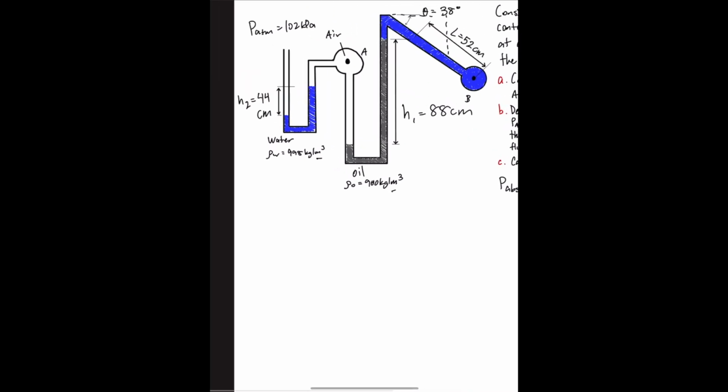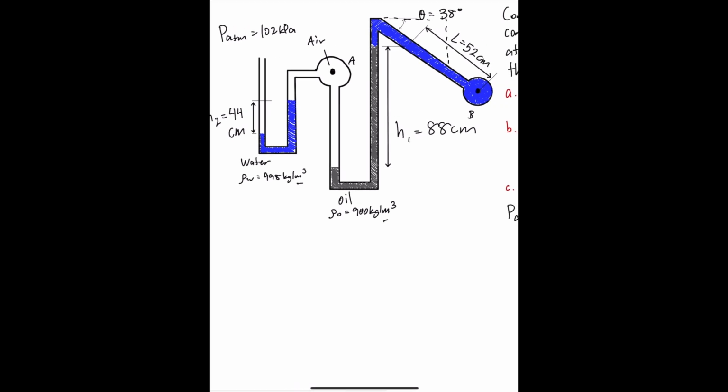Alright, hello and welcome to this fluid mechanics problem. Today we're taking a look at this complex manometer, and we are told that one end is open to the air, and in this manometer we have air, water, and oil, and we are given dimensions shown in the figure for the manometer. So as we can see here, we have a manometer with an open end at the pressure of the atmosphere, which is 102 kilopascals.